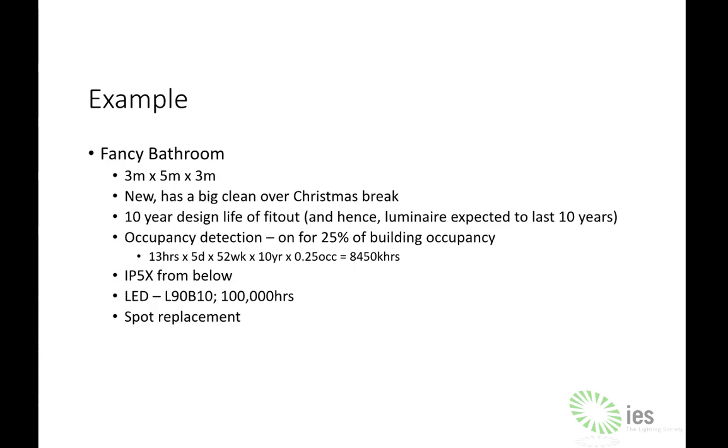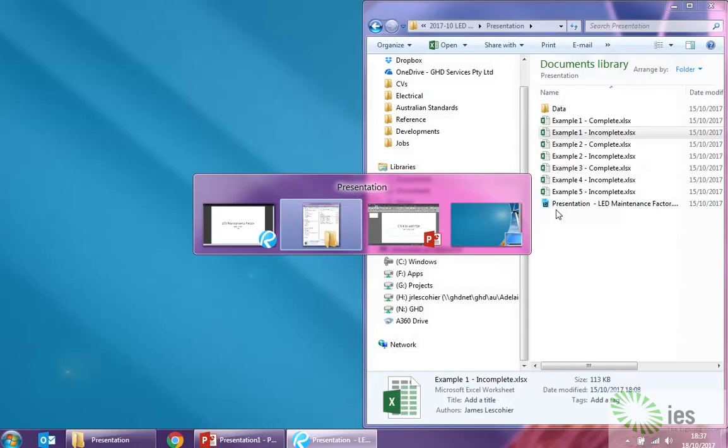So 13 hours a day, 5 days a week, 52 weeks, 10 years and 0.25 occupancy. We get 8450. Let's get a nice fitting with IP5X from below, and we've spent the big dollars on an L90 B10 100,000 hour fitting. We're not expecting it to die, but if it does, we'll get the guy out to replace it. Probably the fitting of that thing, we're talking 5-10 year warranty anyway, so it's covered under warranty, let's say. But you can see I've absolutely put the most stupid fitting as far as overkill into what's ultimately a stupid problem. But it's worth having a look at how that turns out with the maintenance factor. So let's get into the example there.